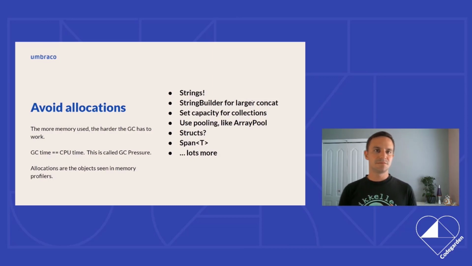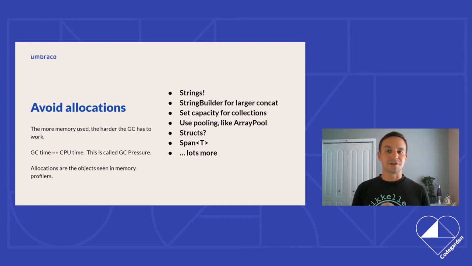Span T is a new thing in .NET Core. I'm not going to cover that here, but you should definitely have a look at it. It does allow you to basically analyze in-memory objects like strings without having to create new instances of strings.